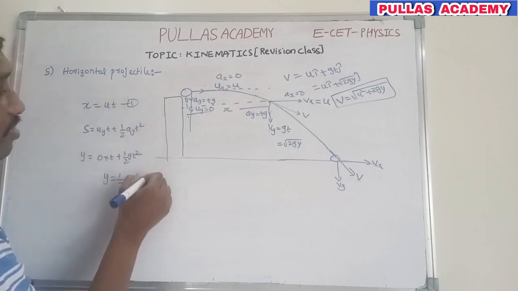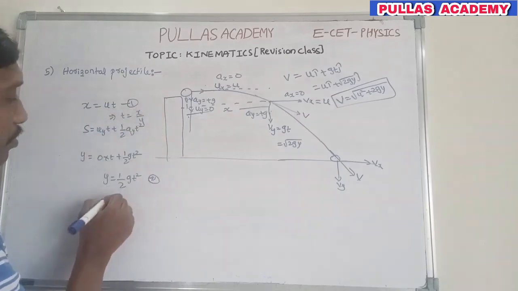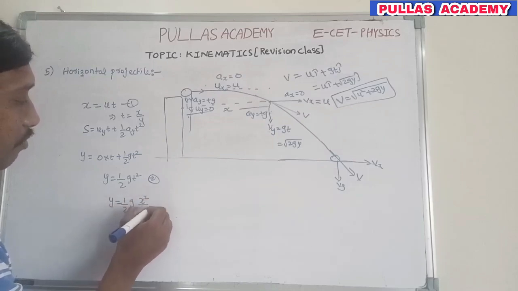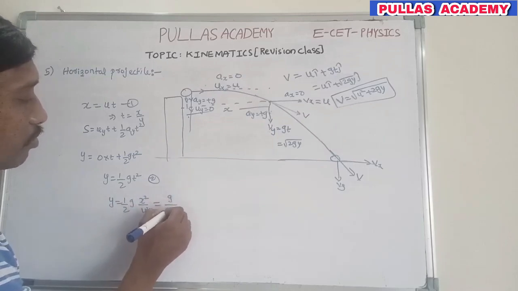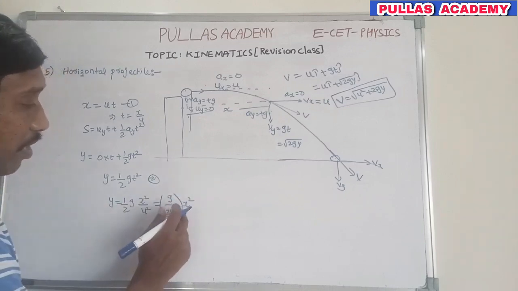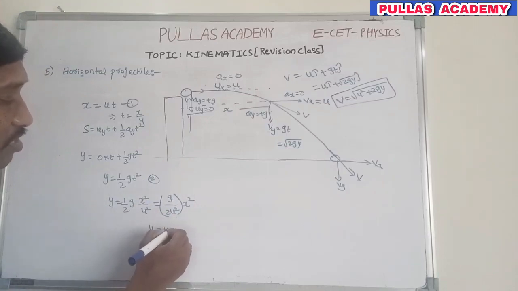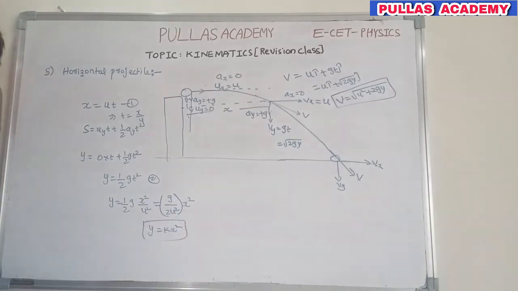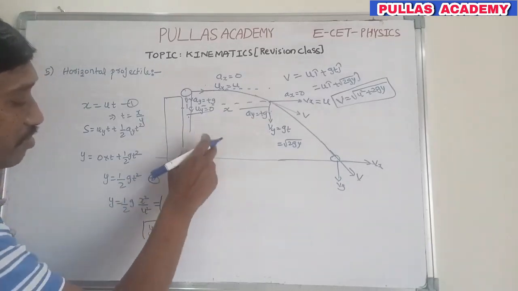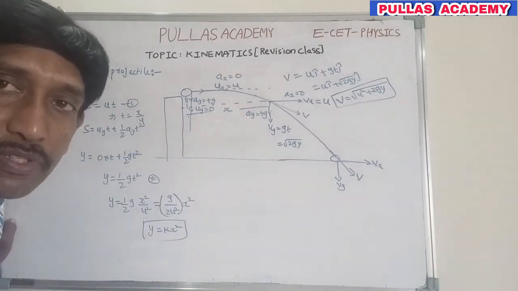So from these two equations, t is equal to x by u. Substitute in the formula, that is half g into x square by u square. So this is similar to g by 2u square into x square. So this is about the y. Here g by 2u square is constant. That means y is equal to kx square. This is a parabola equation. So what you understood finally is that the trajectory of this horizontal projectile is also a parabola. So this is about the horizontal projectile.